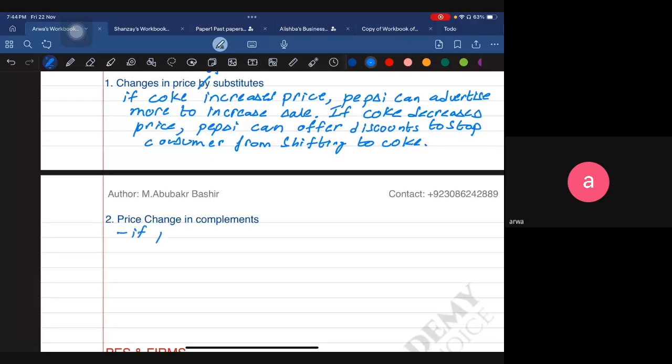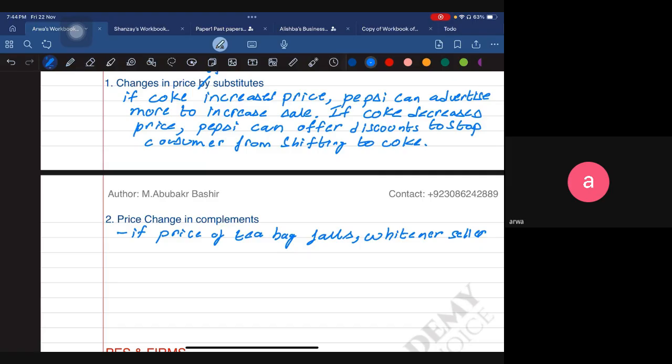Price changes in complements. If, for example, the price of tea bags falls, what should the whitener seller do? I don't think they should change anything because it's a complement. Oh wait, a tea bag and whitener. So wait, they're not.